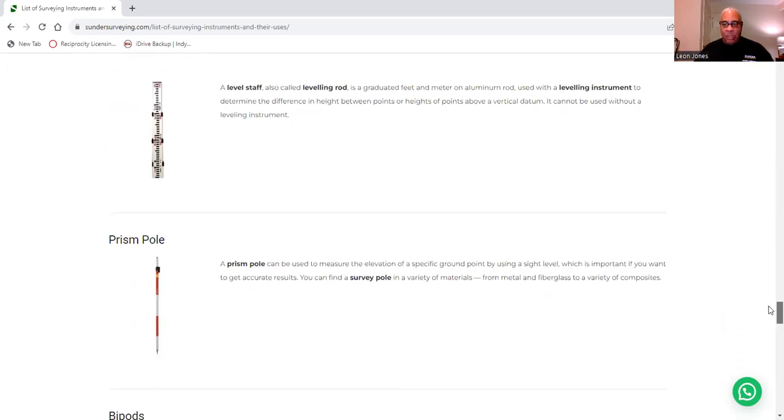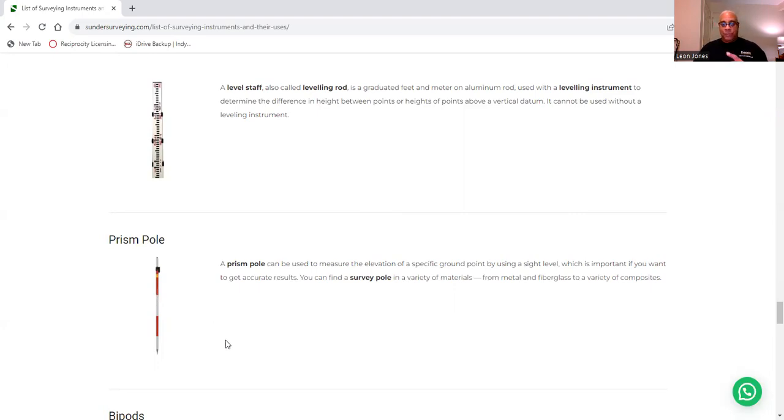Something else: the prism pole. Now, you might think, what do we need a prism pole for? Well, I've used the prism pole for different things. If you look at the colors, they're red and white, and I believe each red and white indicator is a foot. This one looks like it's almost 4 feet.